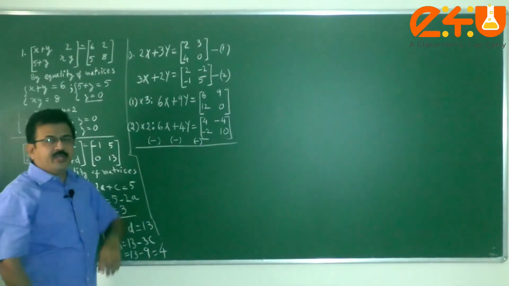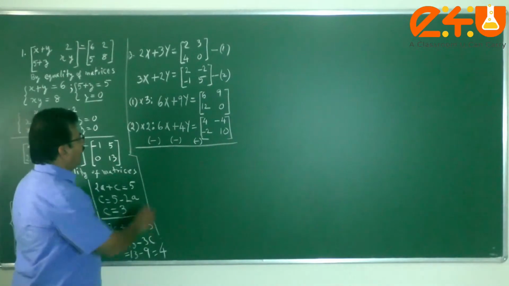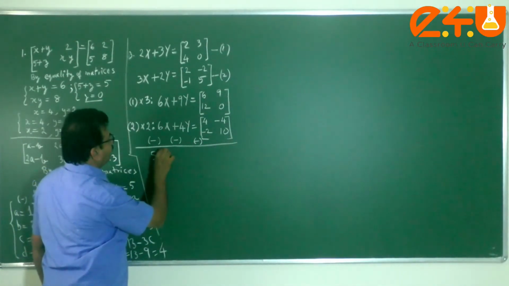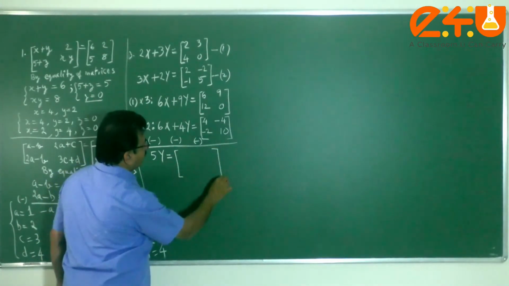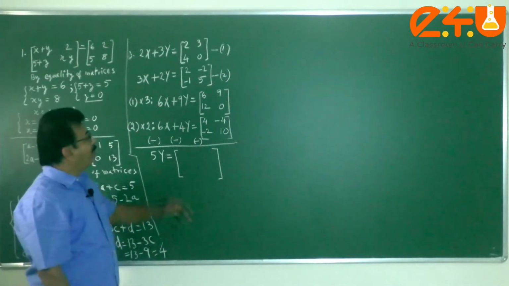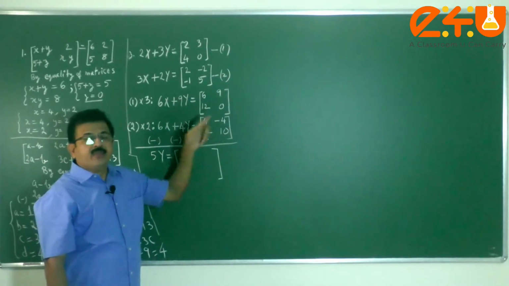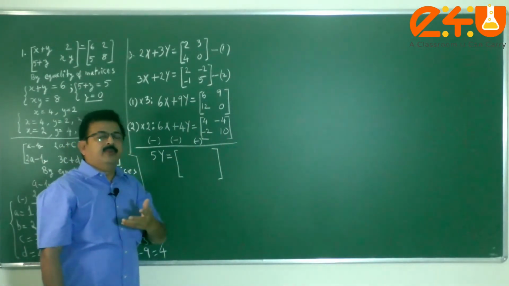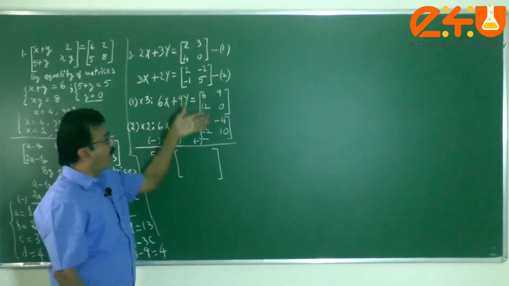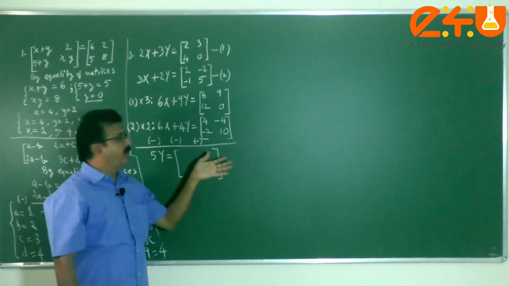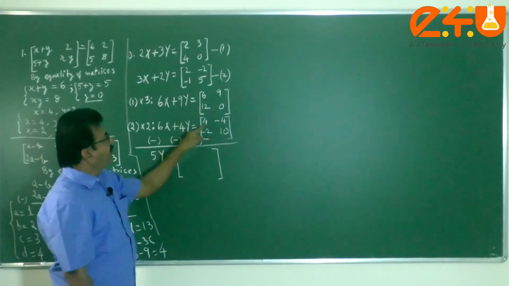6X minus 6X gives 0X. I need not write 0X here. 9Y minus 4Y gives me 5Y. So let me write 5Y. What about the RHS matrices? You are now subtracting the second matrix from the first matrix, which means the corresponding elements. We know that for addition and subtraction of matrices, they must be of the same order. You find both of them being 2 by 2, and therefore corresponding elements can be subtracted, which means position 1, 1 with position 1, 1.